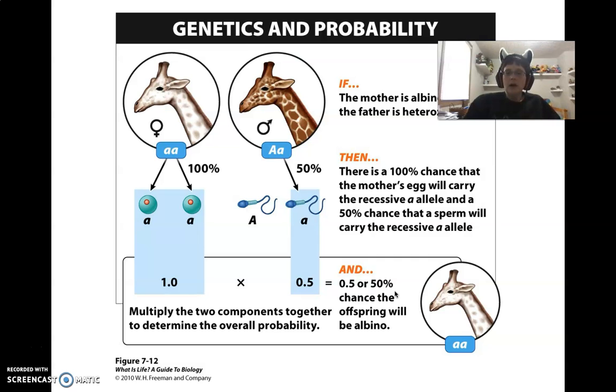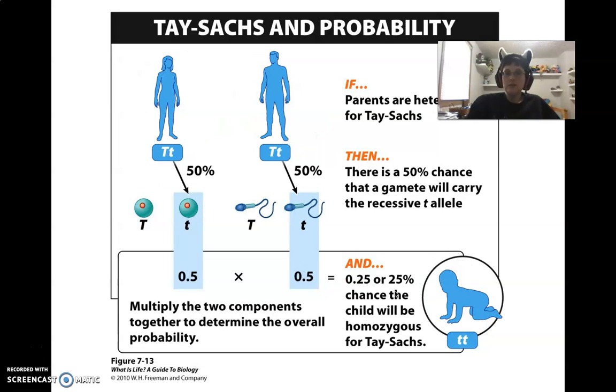Okay. If we do this for two heterozygous individuals, like here, so we've got big T, little t, big T, little t, and if we want to know what the chances are for little t, there's a 50% chance for the little t to be passed by each parent. So that's 50%, 0.5 times 0.5. That gets you 0.25, or a 25% chance that the child will be homozygous.